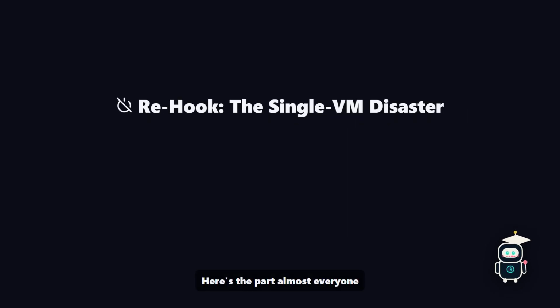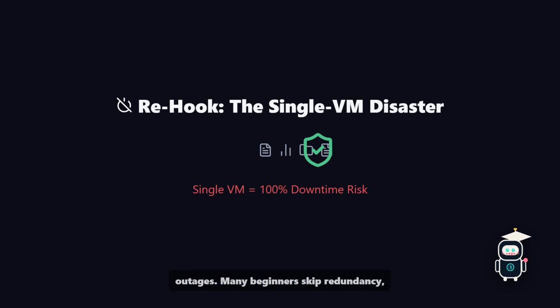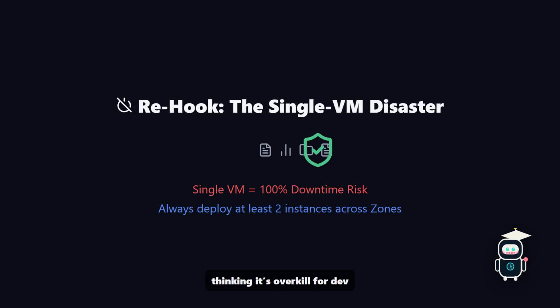Here's the part almost everyone gets wrong. Deploying just one virtual machine is still the #1 cause of application outages. Many beginners skip redundancy, thinking it's overkill for dev or test. But that habit follows you into production. At a bare minimum, use a scale set with at least 2 instances, each in a different availability zone. Even your practice environment should wire this reflex. Make it a rule. Never leave a single VM in production. Always enable zone redundancy from day one.